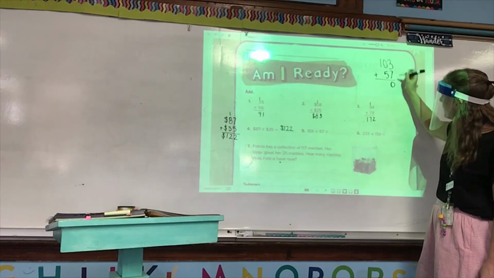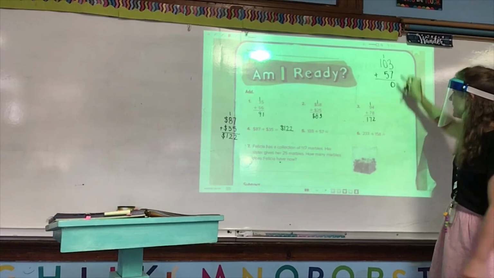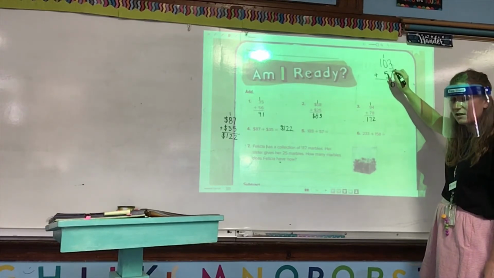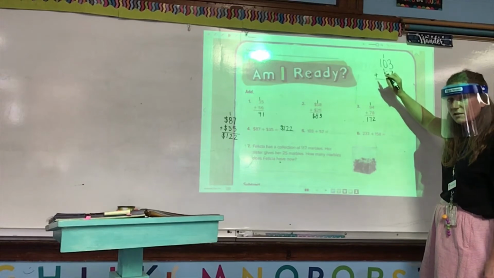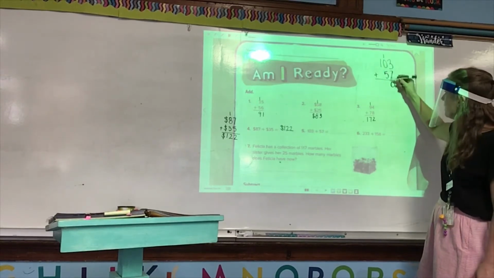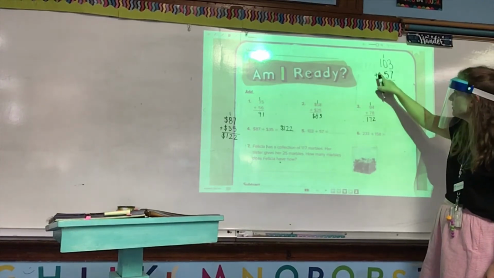10. But we can't write 10 in the ones place, so we regroup the 1. Now we add the tens. We have 0 plus 5, Carla, which is 5. But then we have to add our regroup number, so our answer is 6. Good. Then we move to the hundreds place.